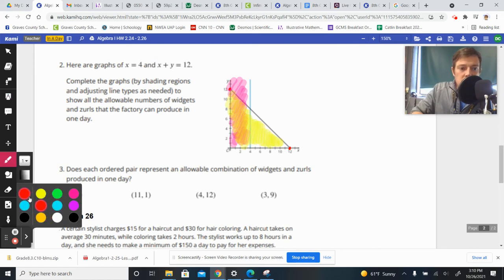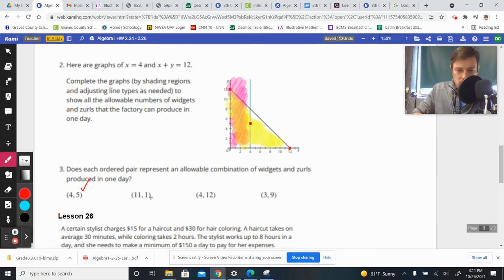And let's answer the last part here. Does each ordered pair represent an allowable combination produced in a day? So could we make 4 widgets? That's okay because that's our max amount of widgets. And then 5 of the other thing, the zerls, which would be right there. It's on that line, and that's okay because it's a solid line. That one would be all right.